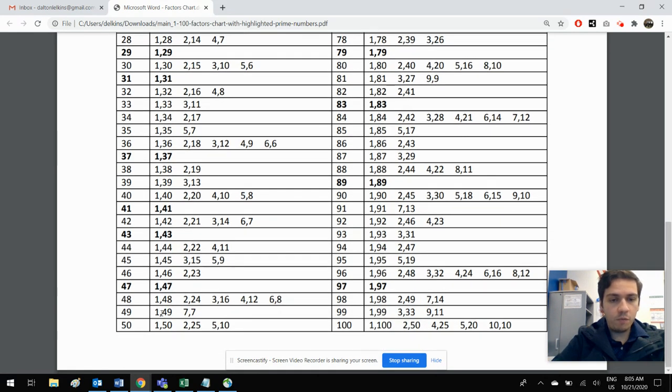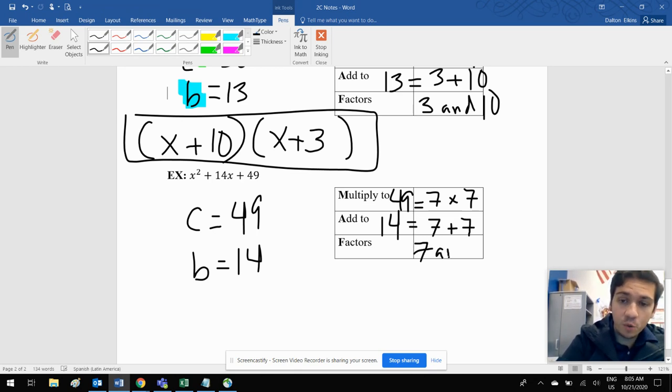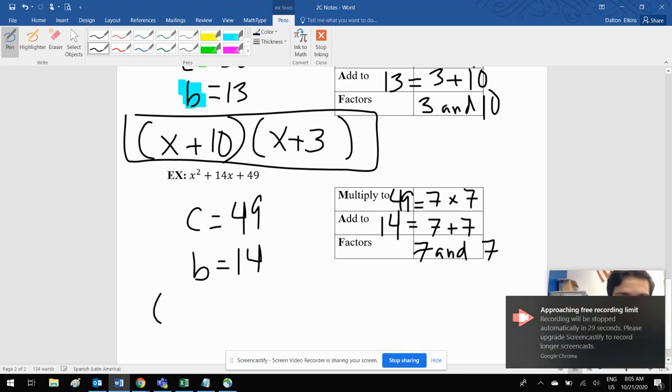We have 1 and 49. That adds to 50. It's not what we want. And then 7 and 7. Those add to 14. So I get 7 times 7. It's beautiful. It's the same number. 7 plus 7. Okay, so our factors are 7, and 7 a second time. So kind of like twins. So you're x plus 7 times x plus 7.